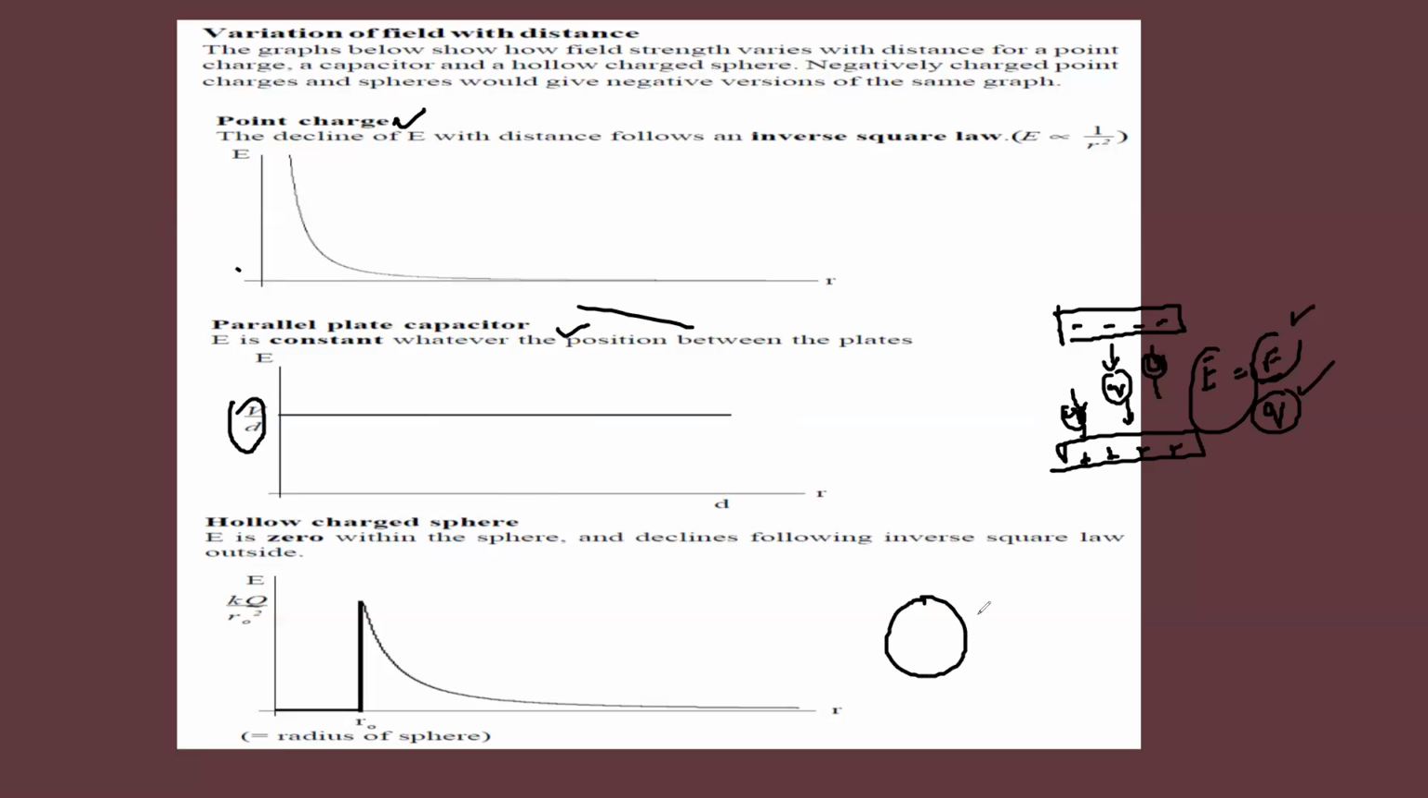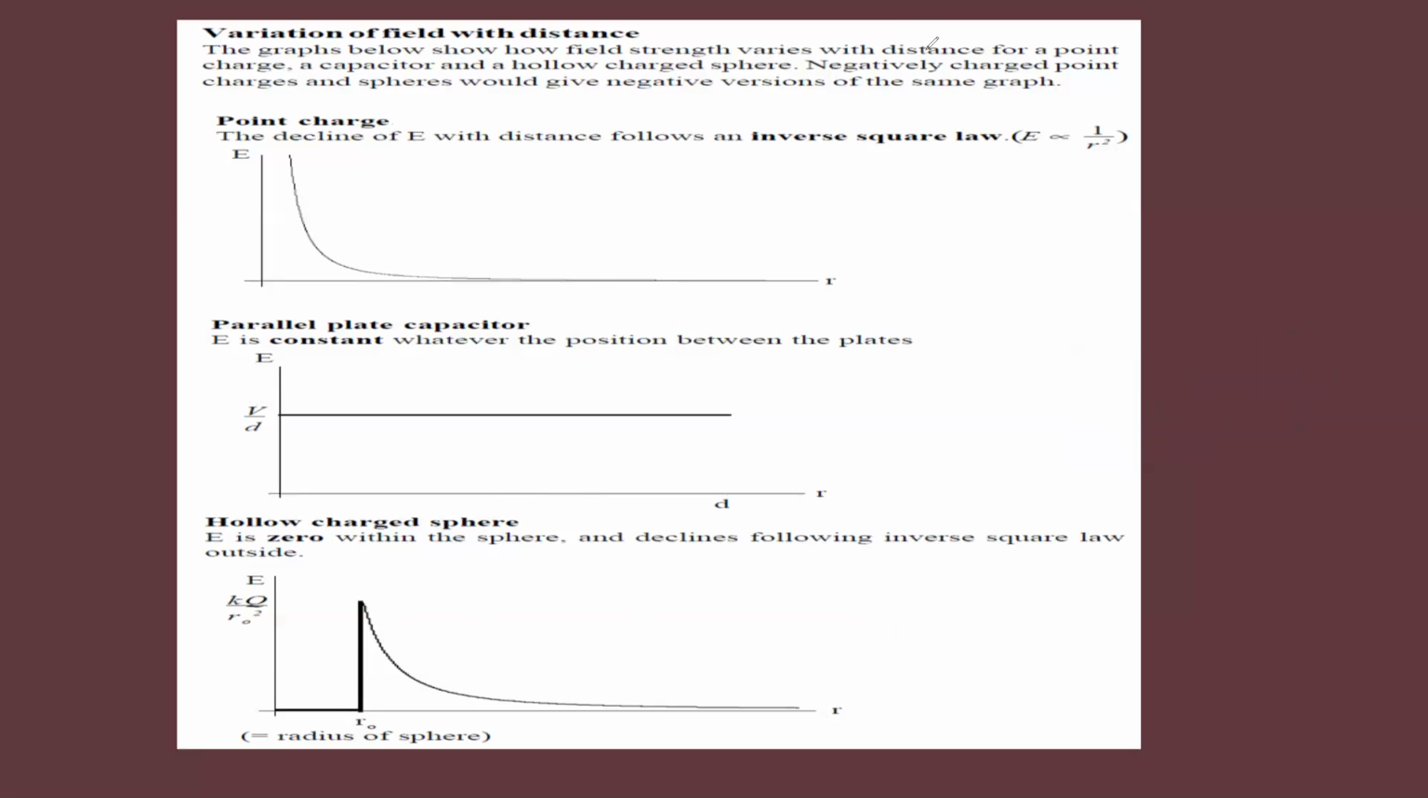And for the third one, as we just discussed, for a hollow sphere, inside the sphere there is no electric field. So till this point, the electric field is zero, which means within the sphere. Once you reach the surface, then it will vary like a point charge. So these are the three shapes of electric field which you will observe if there is a point charge, if there is a parallel plate capacitor, or two metal plates, and if there is a hollow charge. Copy this, sketch the graph.